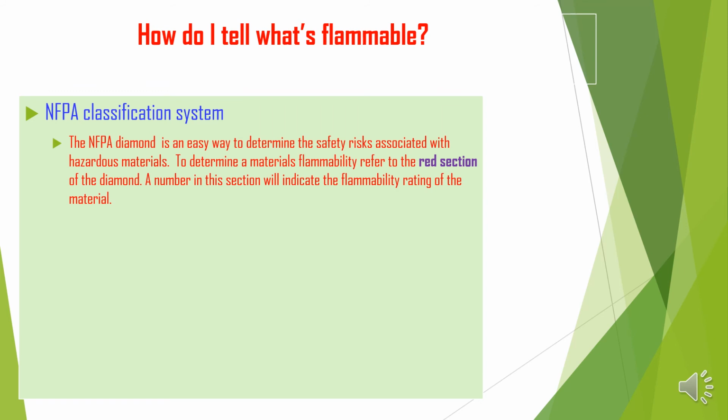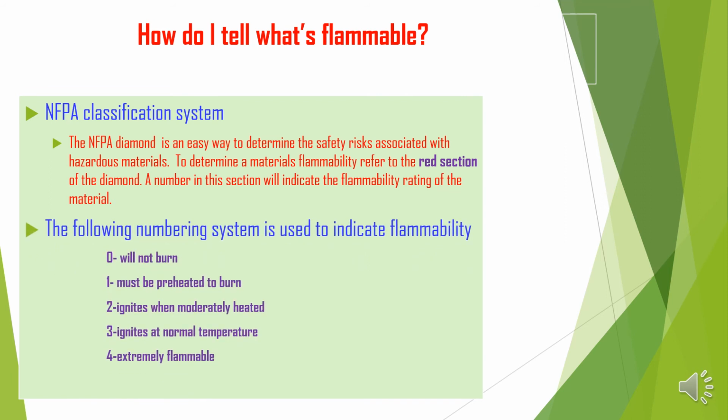To determine a material's flammability, refer to the red section of the diamond. A number in this section will indicate the flammability. I will show you the red one. As you see here, this diamond should be tagged on every single flammable material.